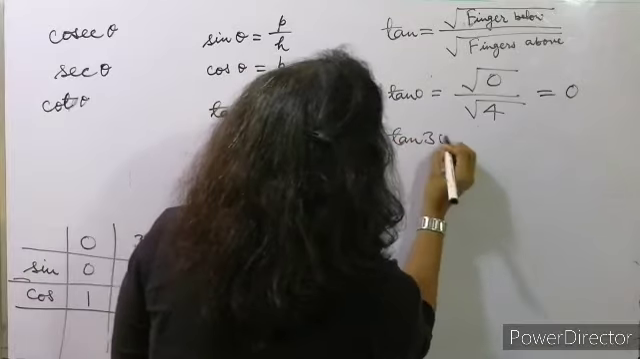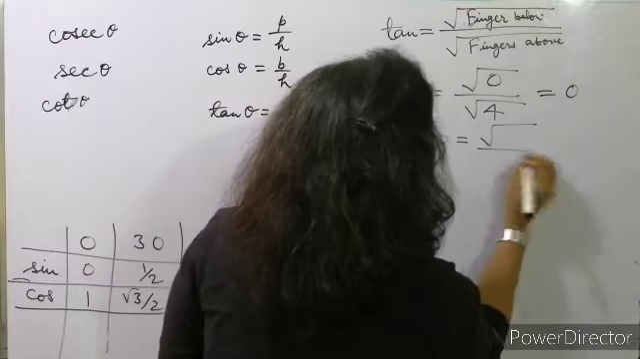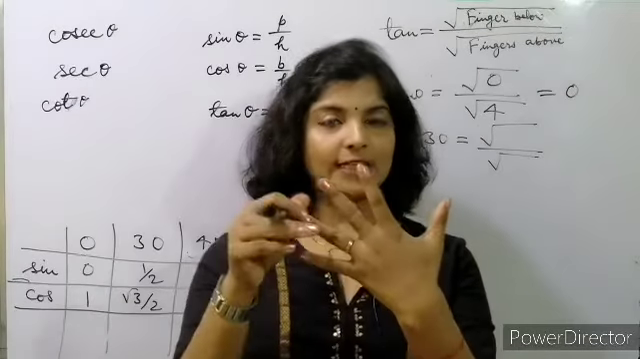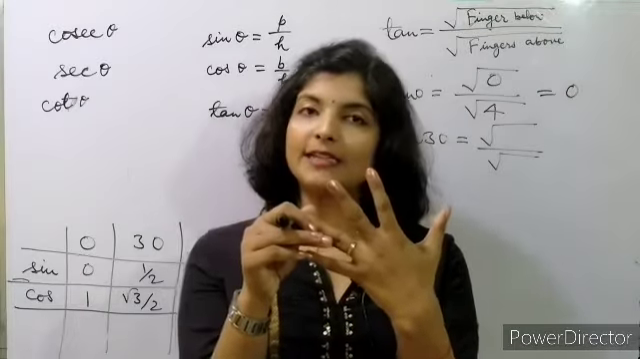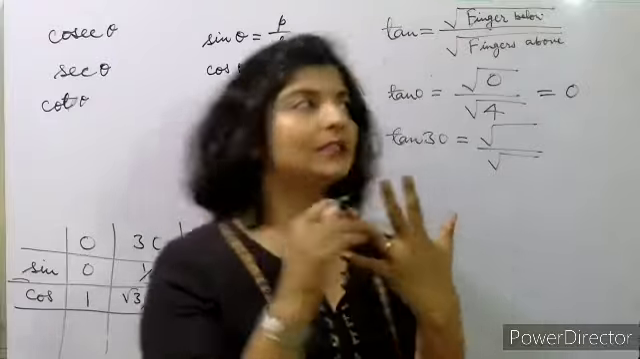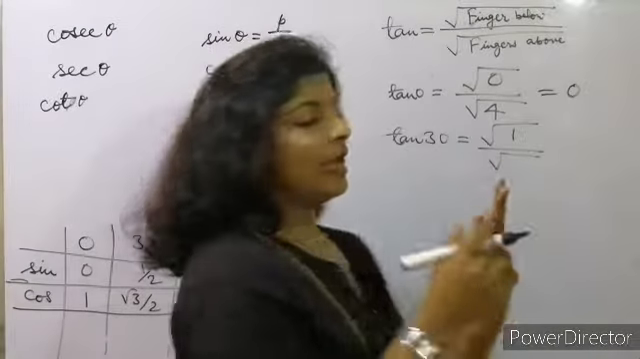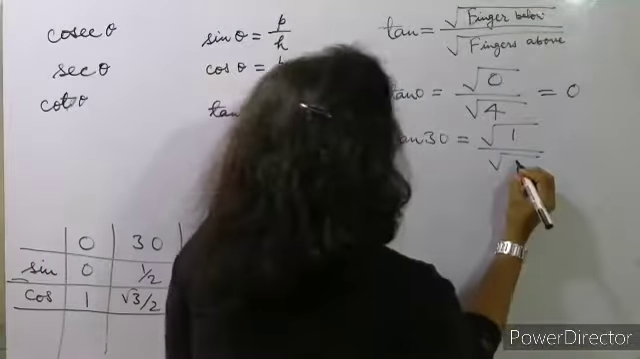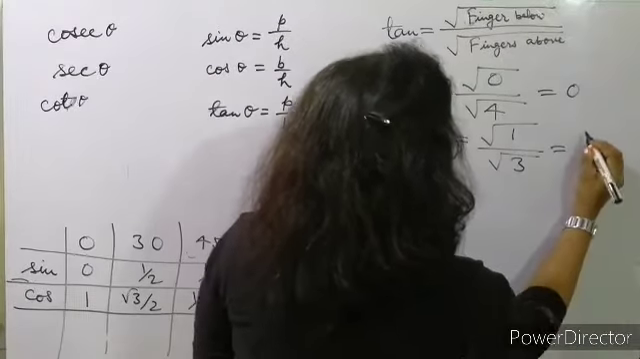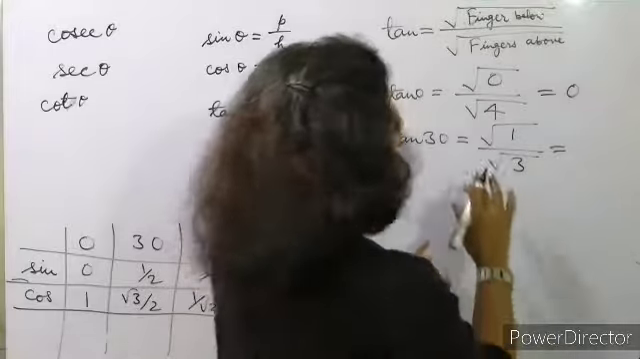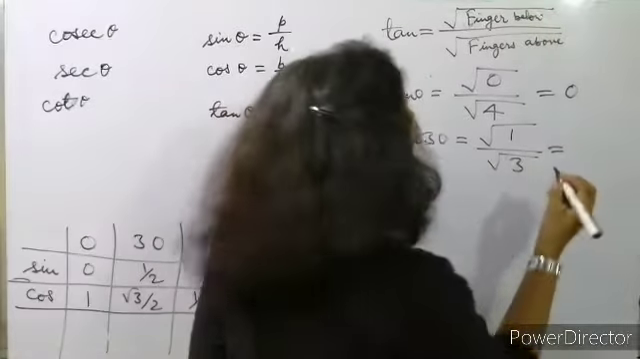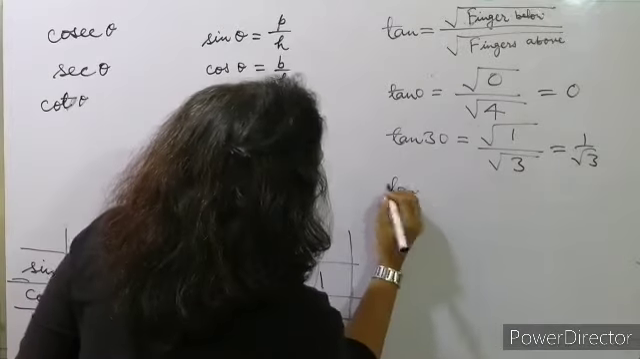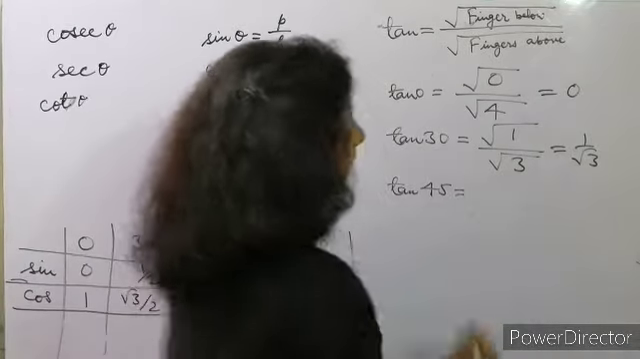Now tan 30. Something upon something, root under something. Okay, now 30. This one is 30. How many fingers are there below this? Only one. So we'll write here 1. And how many fingers are there above this? 1, 2, 3. So 3. So root under 1 upon root under 3. So it will be 1 upon root 3. Okay. Now tan 45.